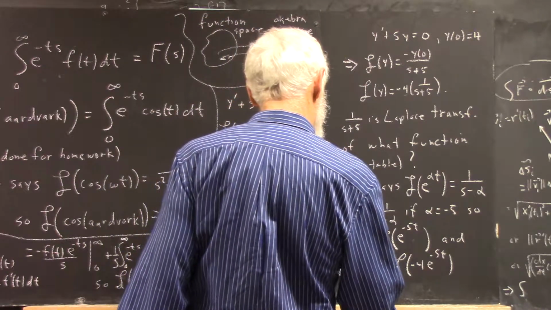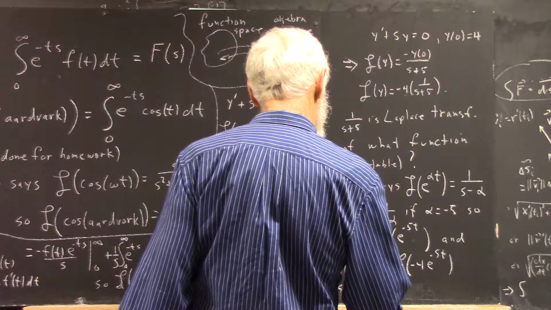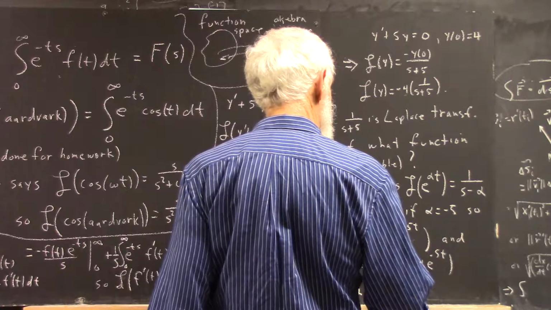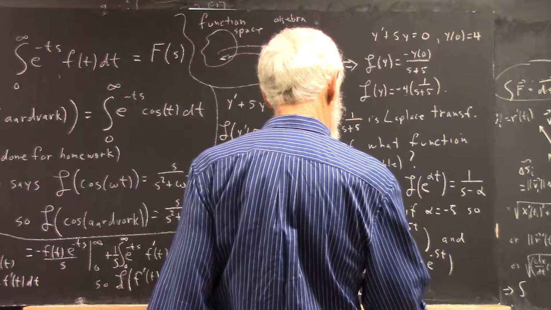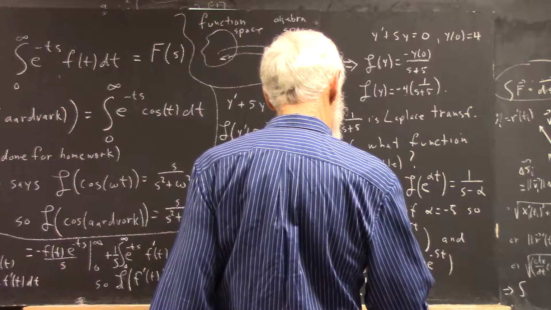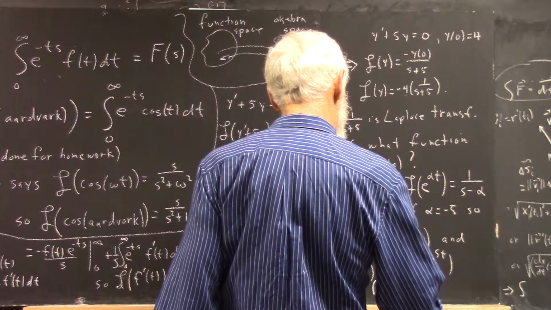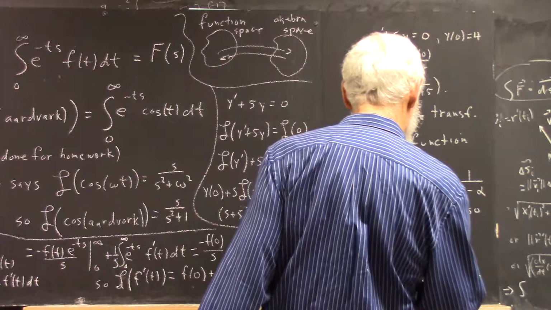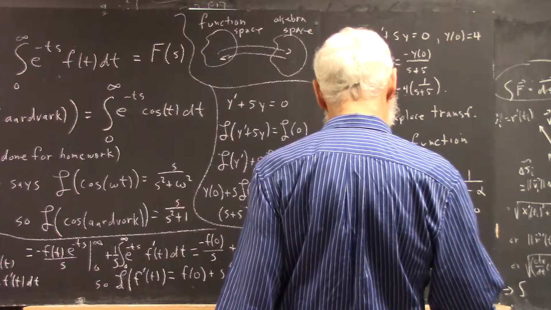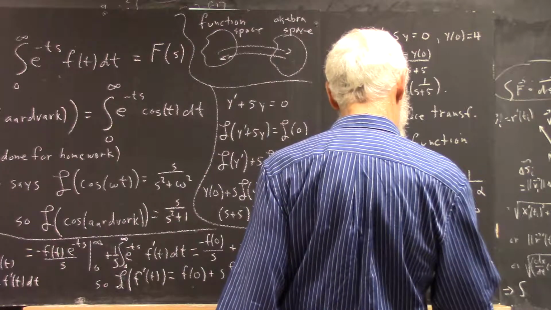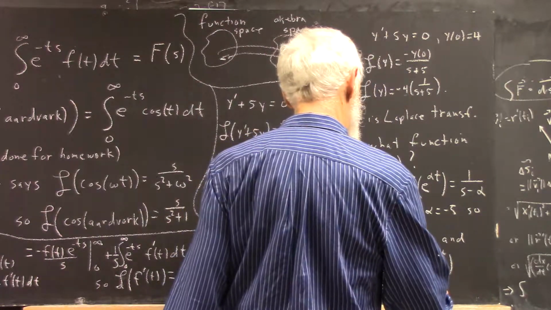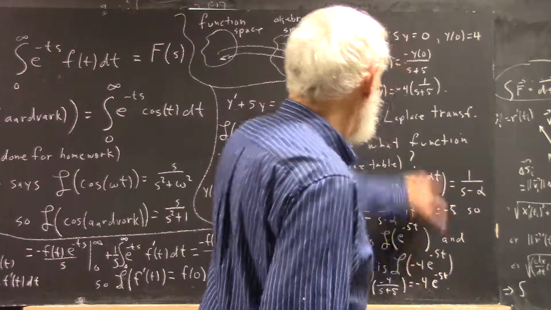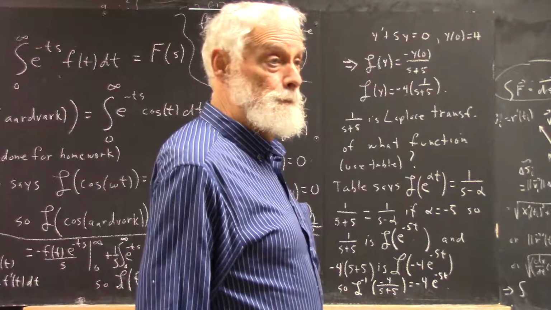So we put this in terms of an inverse transform of negative 4 over s plus 5. We say that's negative 4 e to the negative 5t. And that is the solution to this with this initial condition.